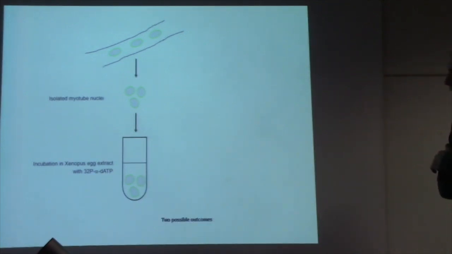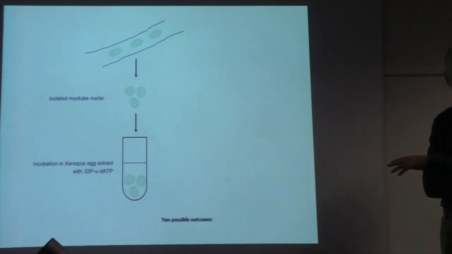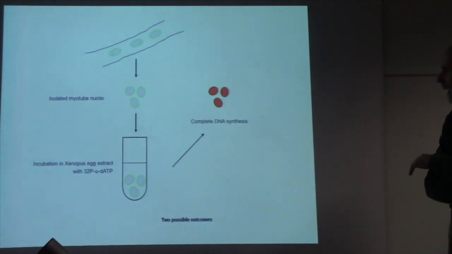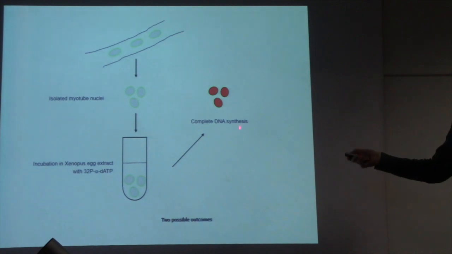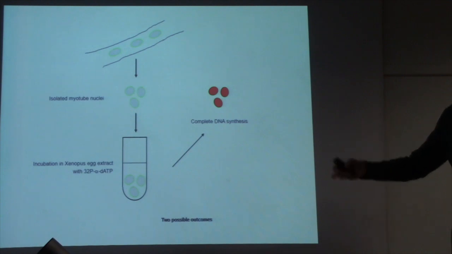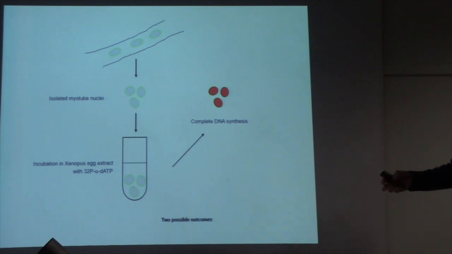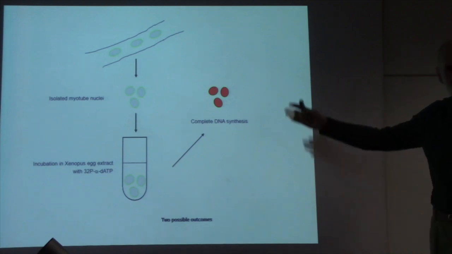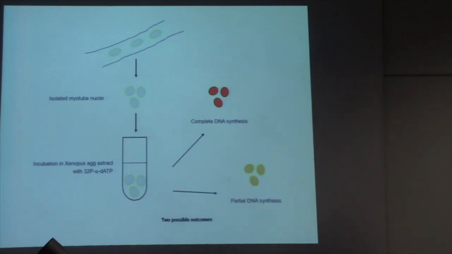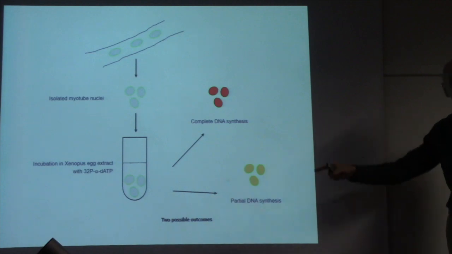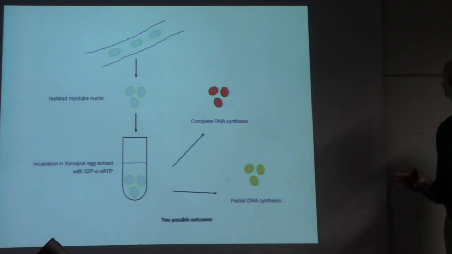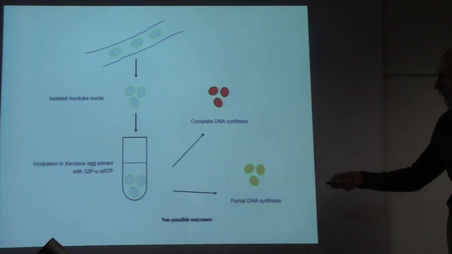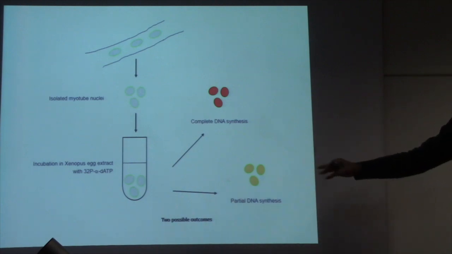So there are two possible outcomes of this experiment. Either the nuclei are completely replicated, so there aren't probably any structural problems. Simply the myotubes are missing some component that the authors haven't found yet, and yet when you put them in the proper conditions they can be replicated. Or you still get partial DNA synthesis even in the extract, and that clearly shows that there is a structural problem because we know that all the components necessary to fully replicate DNA are there.